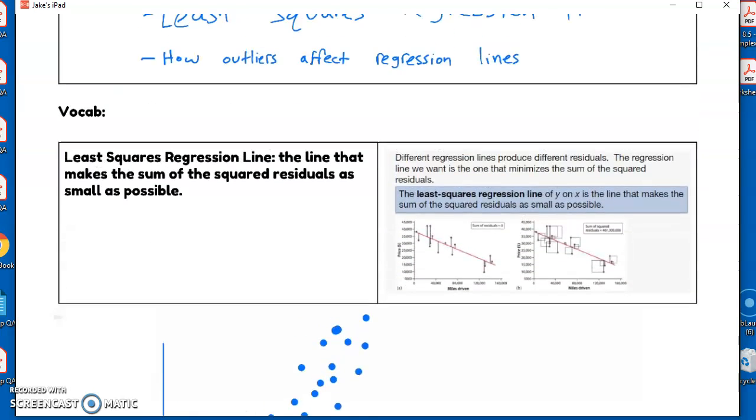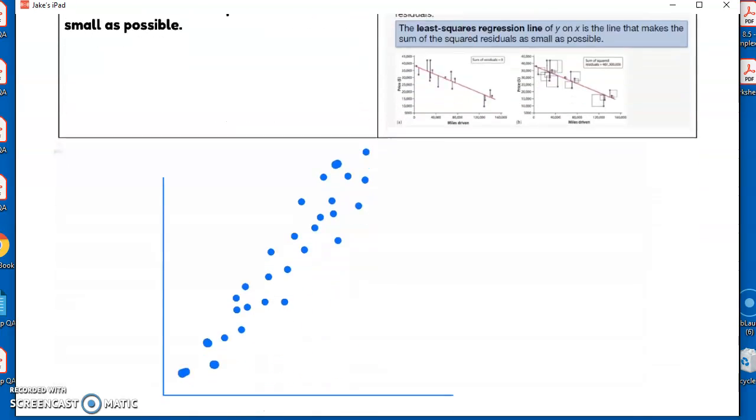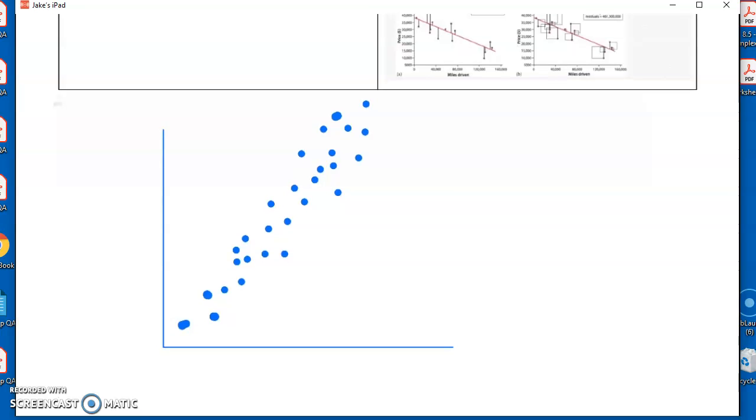The other thing I wanted to mention was how outliers affect regression lines. I drew an example here. This isn't on your notes, but it's something to look at. Right here I have a scatter plot, and it's moderately strong for the strength. If I were to draw a line of best fit or a regression line, let's draw this in red, it would probably be about there. That line goes through most of those points, or as close as possible.